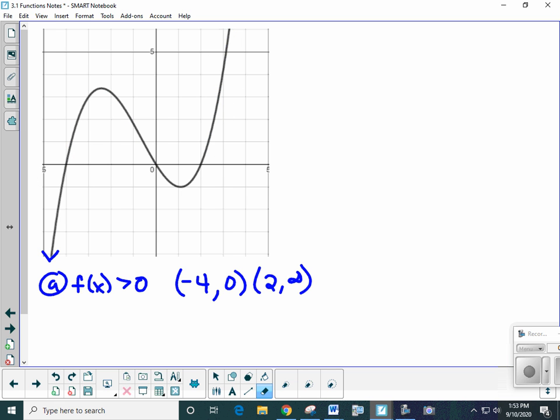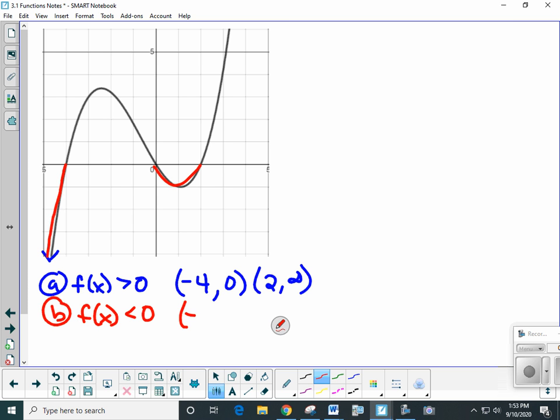All right, let's talk about where f of x is negative. f of x is less than 0 where it's below the x-axis. So here and here. So that would be the intervals -infinity to -4 and 0 to 2.